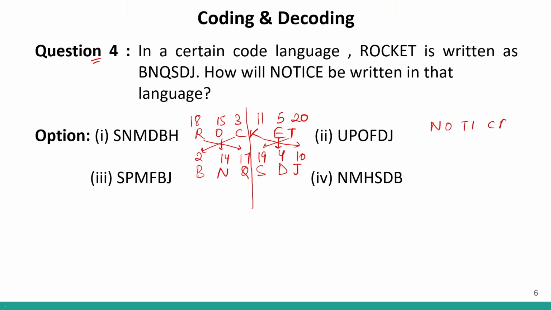Correct? For notice, the forward ranks are N is 14, O is 15, T is 20, I is 9, C is 3, E is 5. So we'll do the same thing like this. So here we'll get 19, here we'll get 13, and here we'll get 14. Correct? So 19 S, 14 N, and 13 M. So the first three terms will be S, N and M, which is given in option number 1. So option number 1 will be your answer.